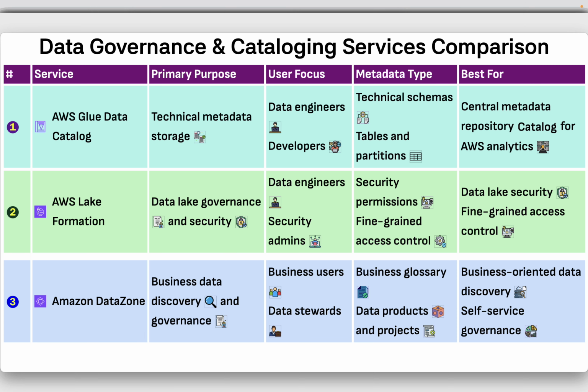Next, Amazon DataZone. Primary purpose is business data discovery and governance. User focus, basically audience is business users and data stewards. Metadata type: business glossary, data products and projects. So basically in DataZone, you create these kinds of objects and you work with these glossary, products and projects. Best for business oriented data discovery and self-service governance.